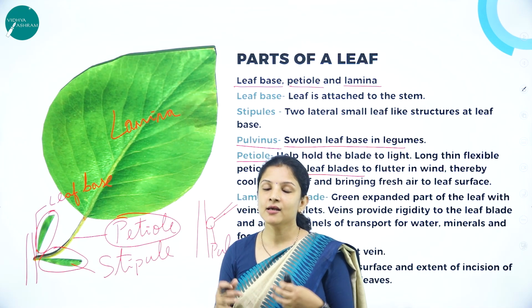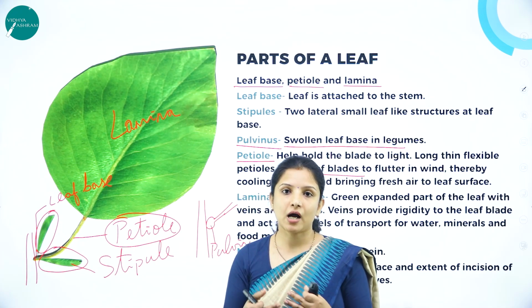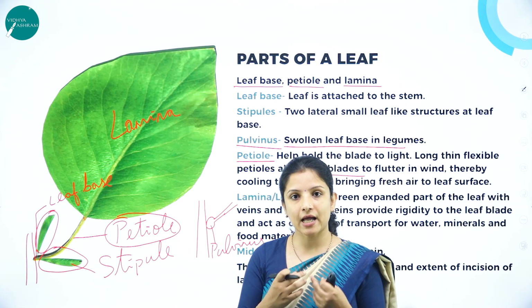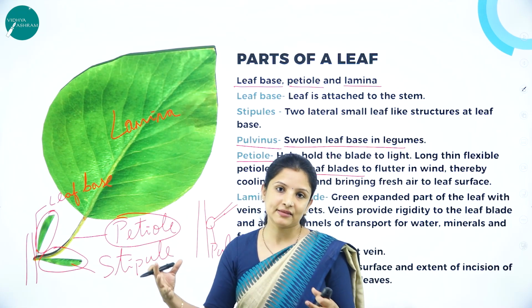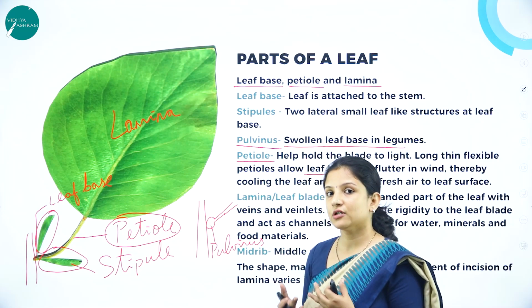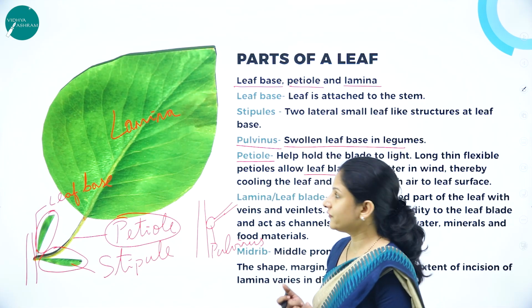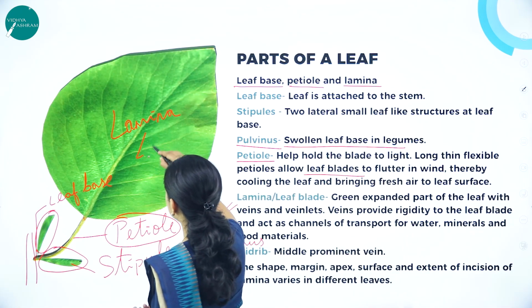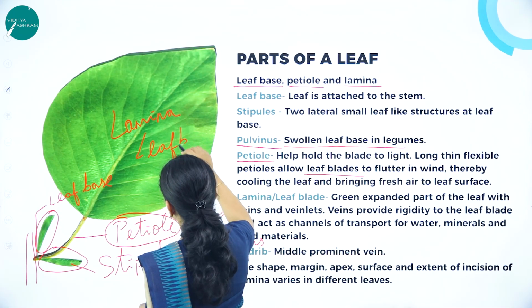That is why they say that in front of a house, we need to have a garden with plants having long petioles and large leaves, or large lamina, or large leaf blade. So this can also be called the leaf blade.